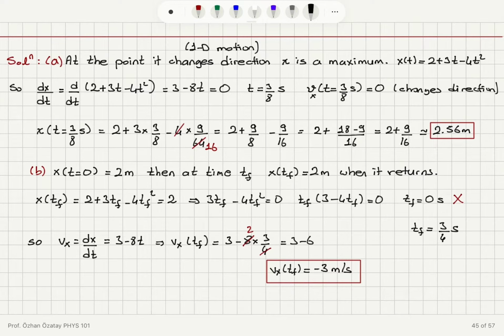Then I wanted to determine its original position at t equal to 0. It was 2 meters. Then apparently it's returning back to its original position. When does it return back to its original position? x at t final will be equal to x at t equals 0, which is 2 meters. That gives me 3 over 4 seconds. When I take the derivative of the position with respect to time, 3 minus 8t, and evaluate it at the time of return, 3 over 4 seconds, I find the final velocity to be minus 3 meters per second when it returns to its original position.